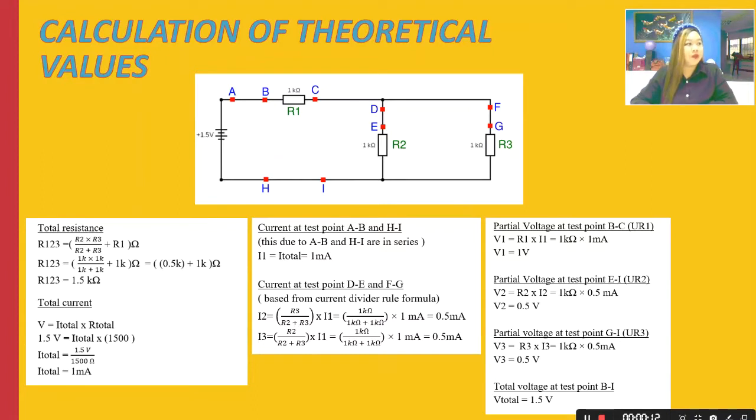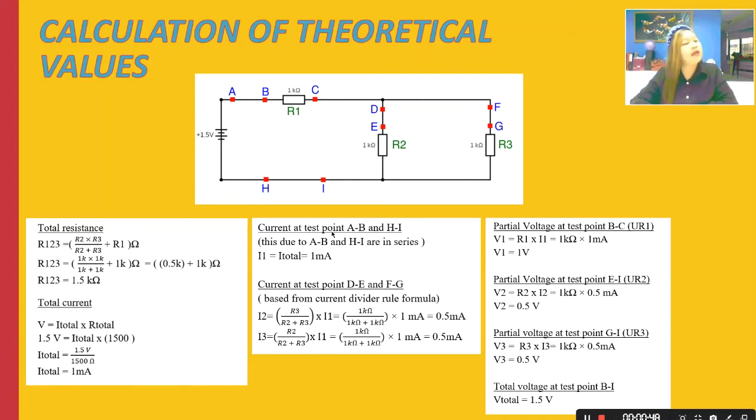The theoretical values are calculated like this. For the total resistance, as we can see, R2 and R3 are in parallel with each other. To calculate that, R2 times R3 divided by R2 plus R3, so we get R23. Then we can see that R23 is in series with R1. So R23 plus R1 gives a total resistance of 1.5 kilo ohm. The total current can easily be calculated with V equals IR, so we get a total current of 1 milliampere.